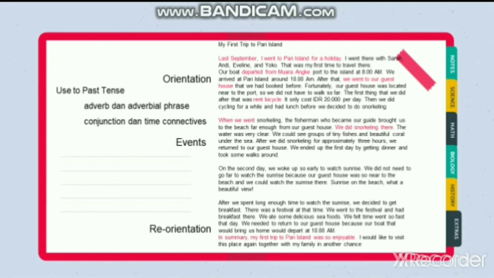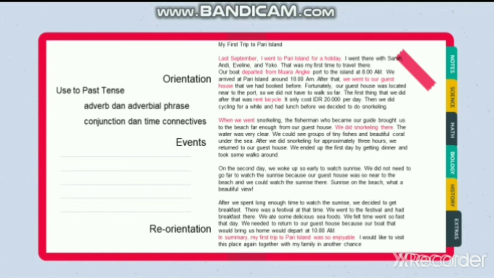For now, we can analyze the orientation. Orientation in here: I went to Fairy Island for a holiday. I went there with Sarah, Andy, Evelyn, and Yoko. And for the event, I departed from Muara Angke.